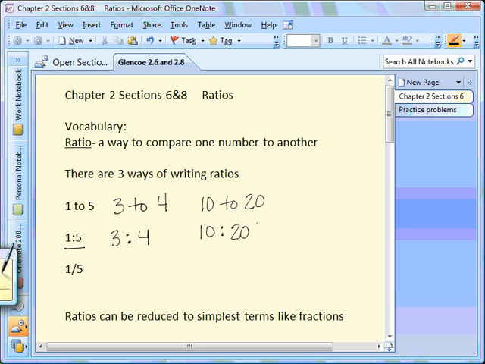And then the last way is to put it into a fraction. So you'd have 1 over 5 or 1 out of 5. So we could also write these that same way, 3 out of 4 or 10 out of 20.